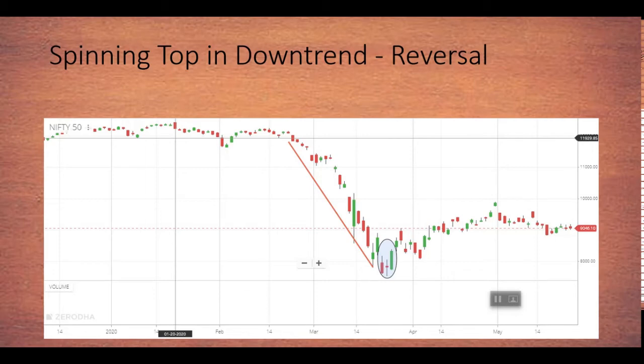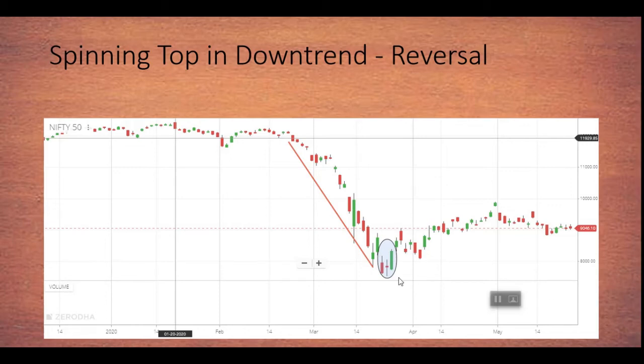So that the spinning tops happens. So only you should look for the spinning tops either in a downtrend or in an uptrend. If the market is moving sideways, you should avoid the spinning tops. Okay, so this is a reversal pattern.